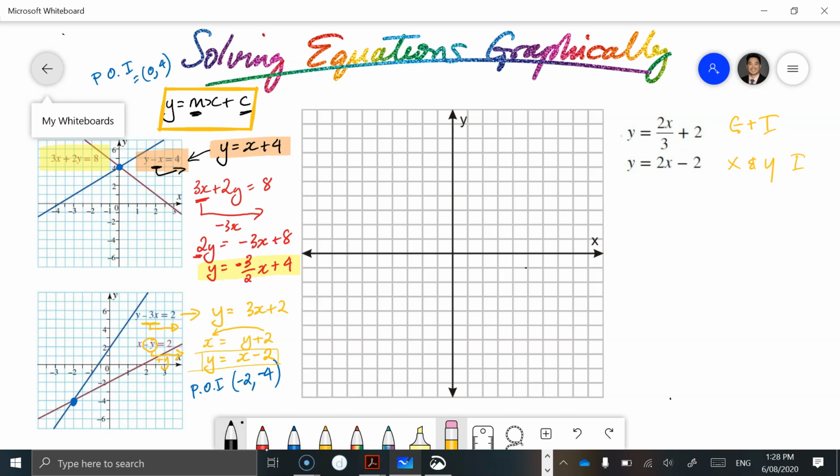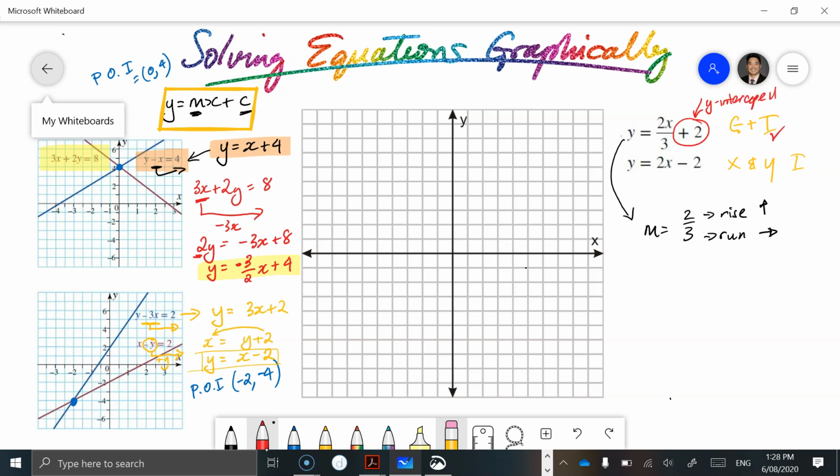So with number one, we know that the gradient is 2 over 3. So 2 is your rise and 3 is your run. Because 2 is positive, we're going up, and your run is always going to the right. It never goes to the left. We know that from looking at the equation, sorry, that is your y-intercept.